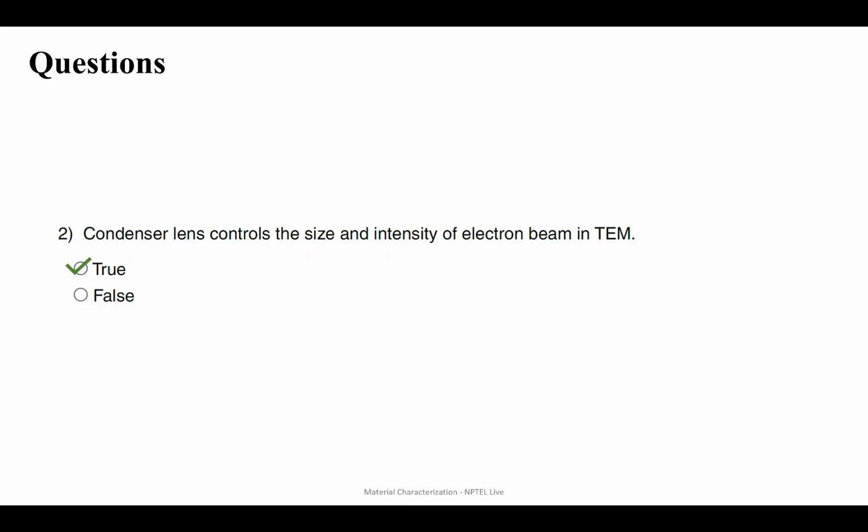So the strength of the condenser lens determines the size and intensity of the electron beam, combined with the condenser aperture. Condenser lens controls the size and intensity of electrons. Size what? Condenser lens controls the size and intensity of electrons. I am not able to understand you.